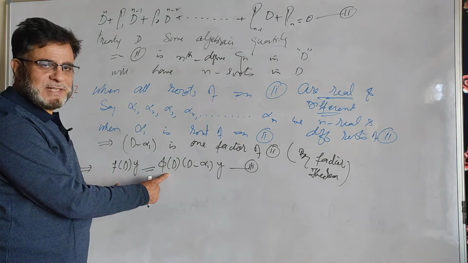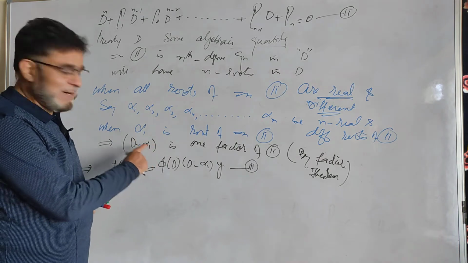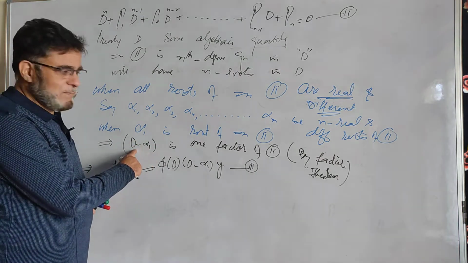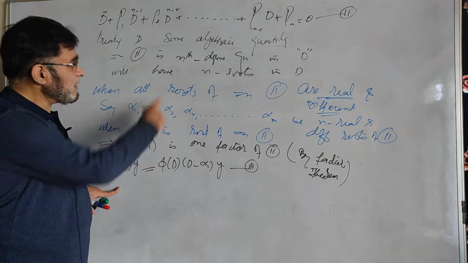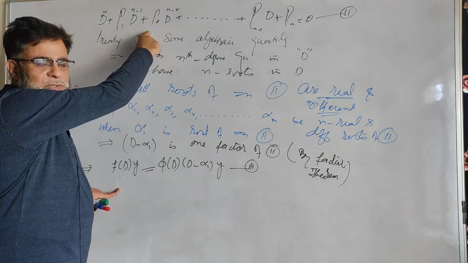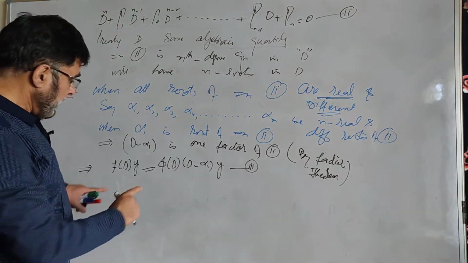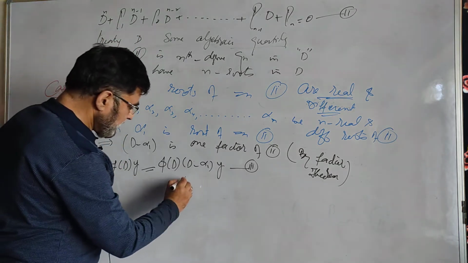What will be its degree? It is again a polynomial. Its degree will now get reduced by one, by one factor. Why do I write D minus alpha 1? Because alpha 1 is a root of this equation. It is in D. If it would be in x, then it will be x minus alpha 1 is a factor. That you know.